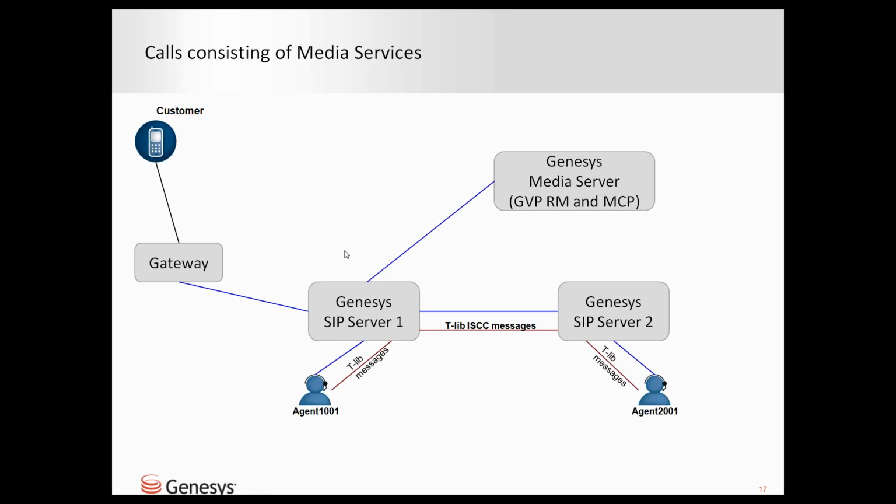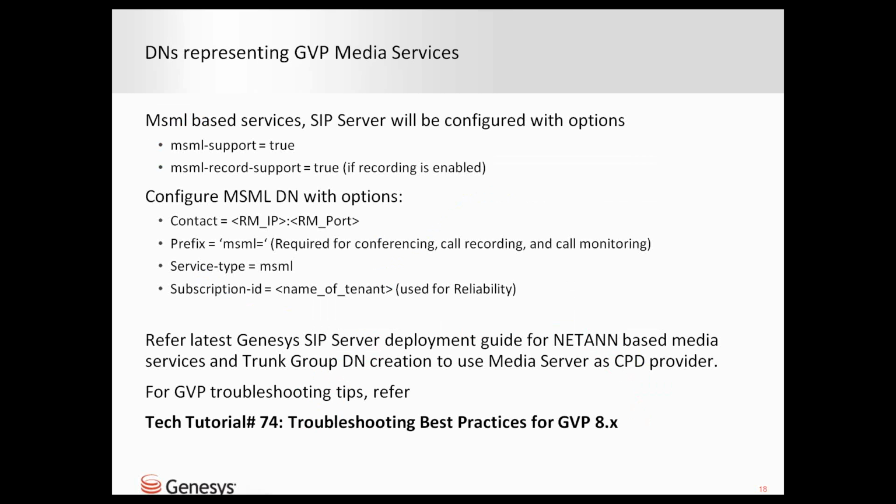Media services, whether it is a single site environment or a multi-site environment, Genesys GVP RM and MCP are going to provide the media server services. You can use Stream Manager also, no problem with that, and there it uses NetAnn announcements. For all media services, only one MSML DN can be used. You set MSML support equal to true, and if you have recording, you set MSML record support equal to true. These options you set on the SIP Server level, and then you configure the MSML DN.